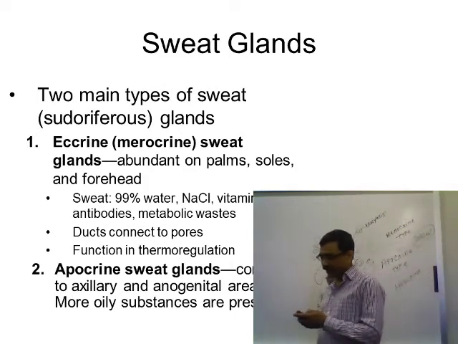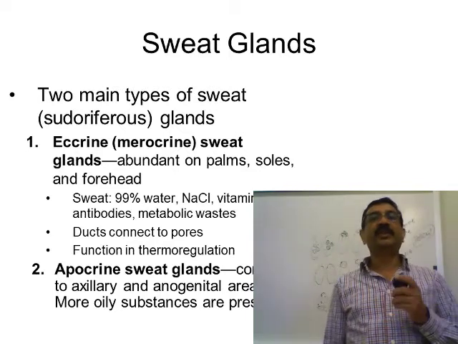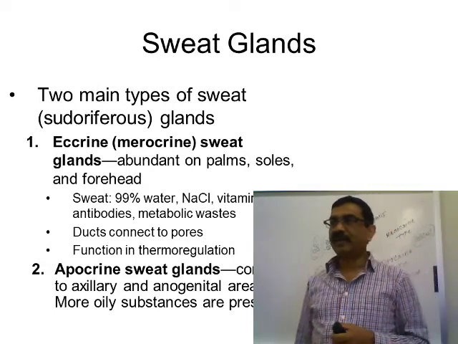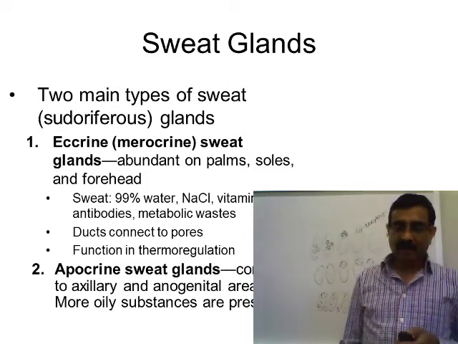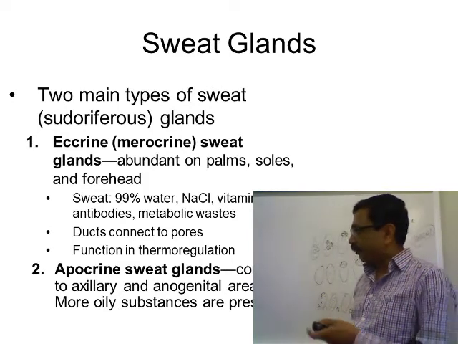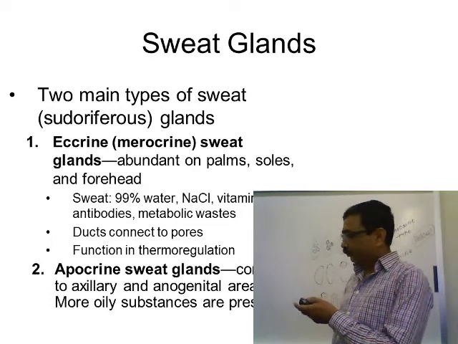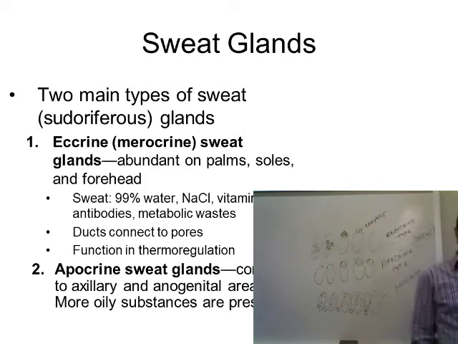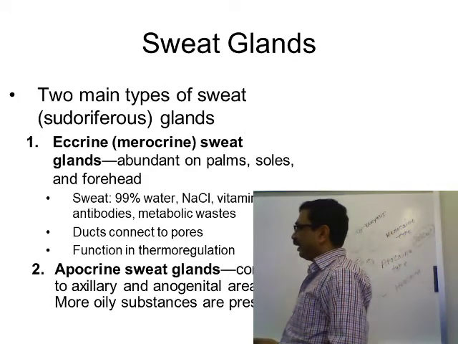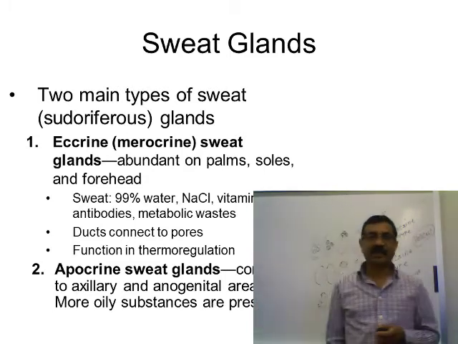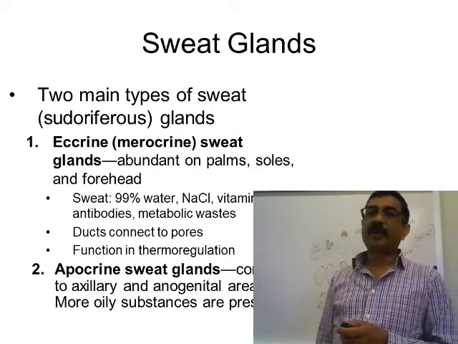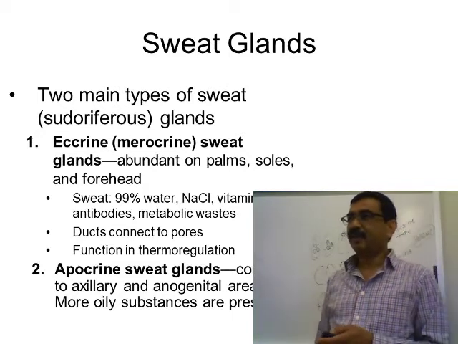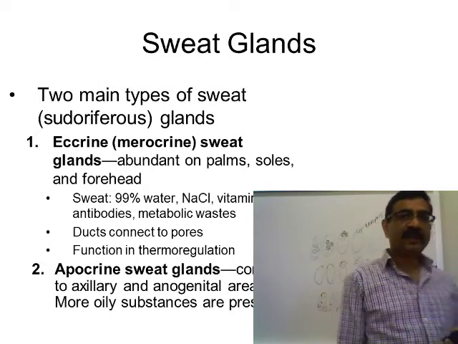Apocrine sweat glands are confined to the axillary and anogenital areas. Those areas are more closed and don't get enough airflow. You have apocrine sweat glands there, and their secretion contains oily chemicals or substances. Also know that apocrine sweat gland secretion has antibodies, so they can kill microorganisms. You know, the chance of microorganisms to grow in confined areas is higher. So, this secretion can inactivate or kill the microorganisms.